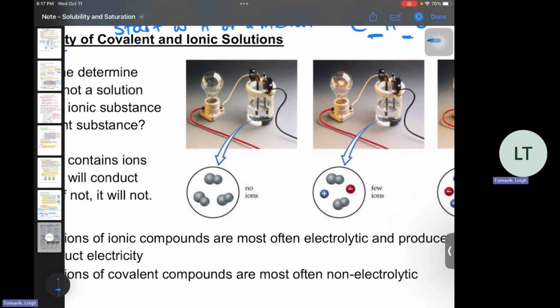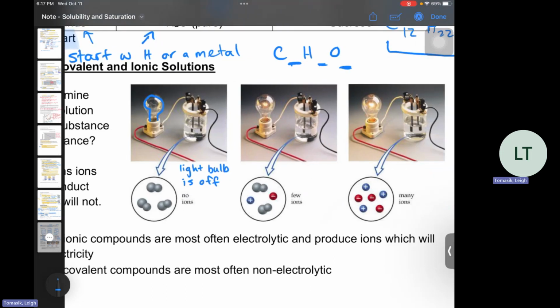So this has no ions. The light bulb is off. This light bulb has no light. Why? Because there's nowhere for the electricity to go once it hits the solution, because there are no ions to carry the electric signal. This is no electrolytes.